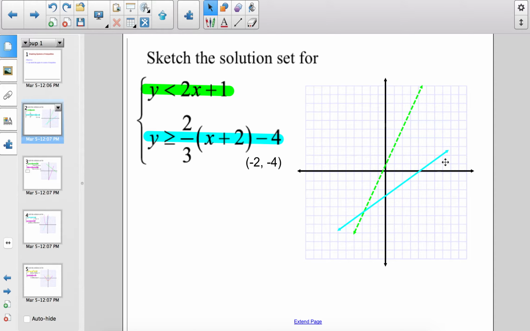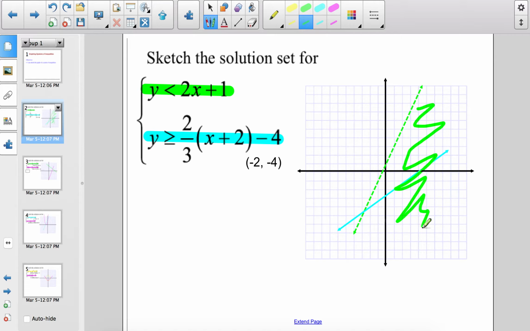All right, now I have to figure out how to shade. Okay. So I know for this green graph, y is less than 2x plus 1. So that means everything below the dashed green line is going to be shaded. So everything under here. That was beautiful shading, wasn't it? All right, and then for the bluish graph, it's y is greater than, which means everything above the blue line is shaded. So here it is, really beautiful again.